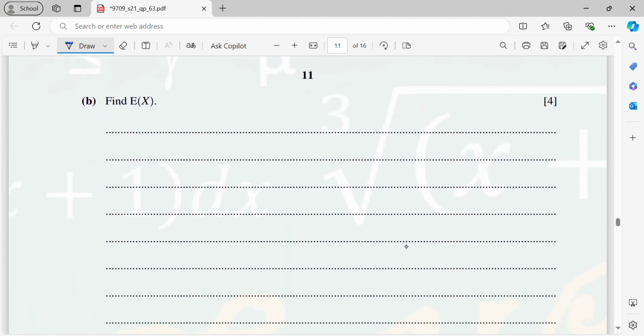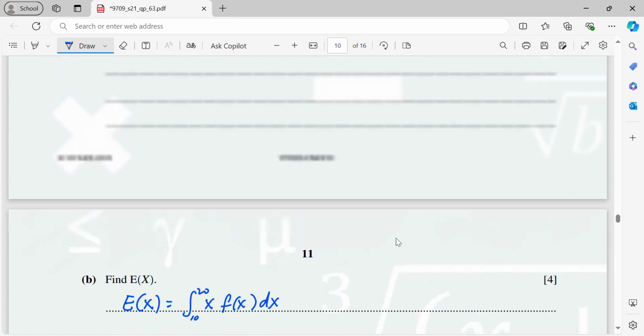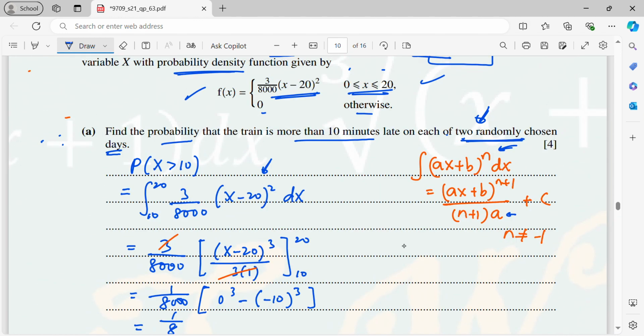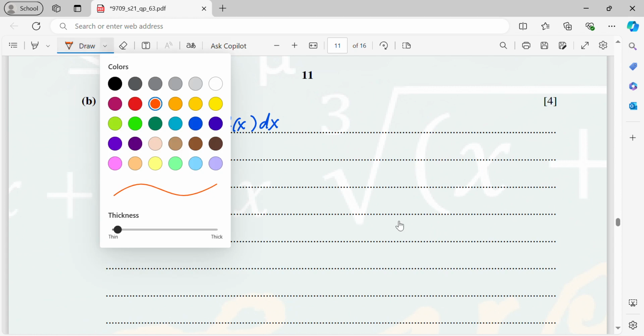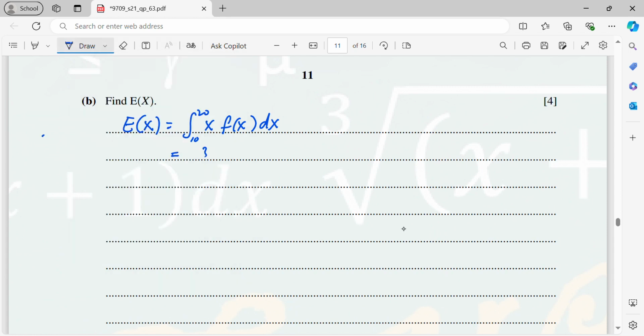B, find E(x). So E(x) is defined as the integral of x f(x) dx, and then the x is from 10 to 20. And now when you look at this function, this is your f(x). Now, x f(x) means I just need to multiply x to this and factorize this constant. So I will write equals to 3 over 8,000 integrate from 10 to 20 x times (x minus 20) squared.